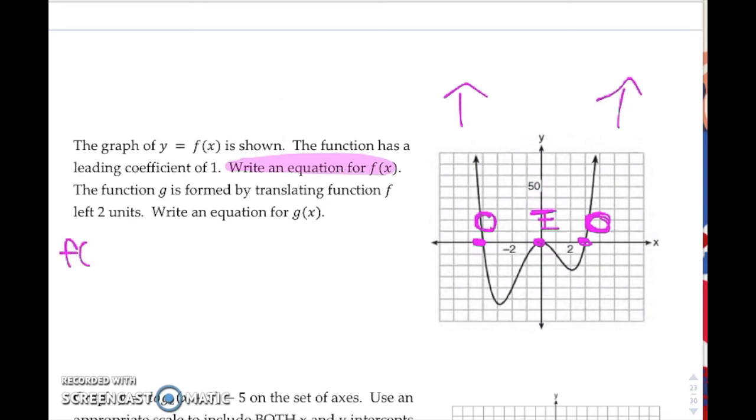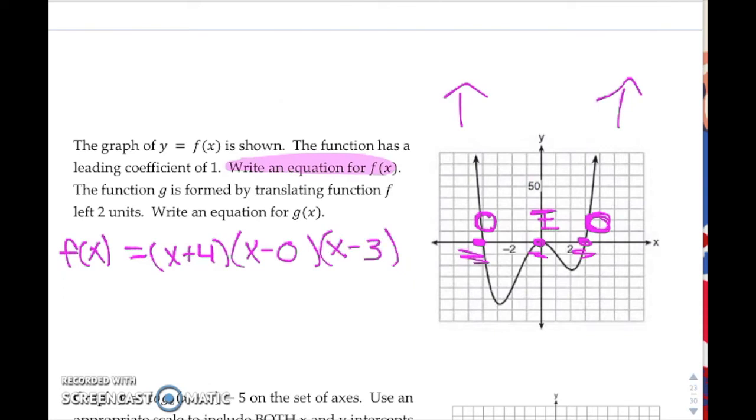I'm going to say f of x equals 3 factors. So this one hits at -4, so that's going to be x plus 4. That's this. This one hits at 0, so x minus 0. This one hits at 3, so x minus 3. Now this one could also be x plus 0. It's the same. Doesn't really matter. Now this one should be odd. I'm going to leave that as a 1. This one should be odd. I'm going to leave that as a 1. But this one should be even, and so I'm going to make that a 2. And this would be your equation for f of x.